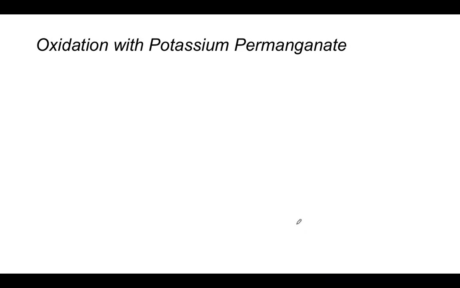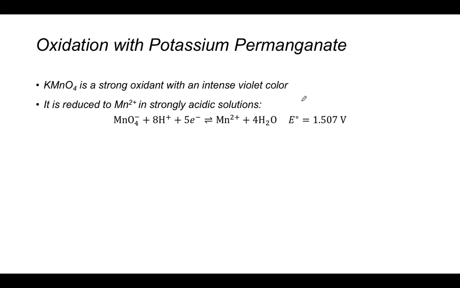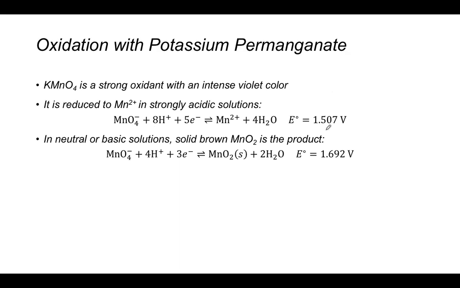Okay, so potassium permanganate is a common stoichiometric oxidation agent. Potassium permanganate, KMnO4, is a strong oxidant with an intense violet color. It is reduced to manganese 2+ in strongly acidic solutions, where the permanganate reacts with protons and electrons to be reduced to give manganese 2+ plus some water. And this is the standard reduction potential for that transformation.